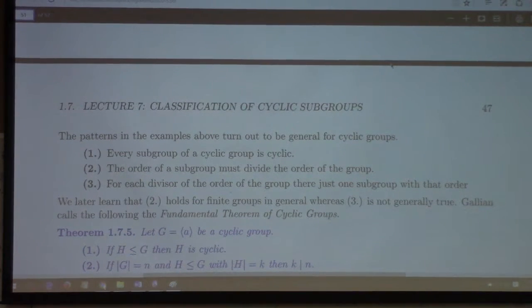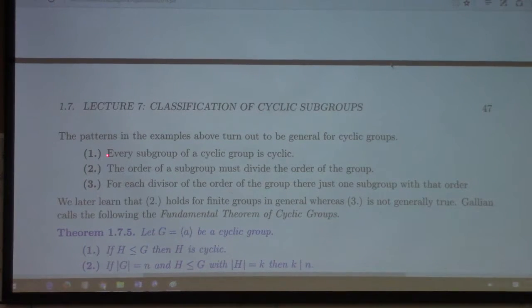So let's summarize the patterns we've seen. Every subgroup of a cyclic group is cyclic. That's everywhere. You maybe have not even noticed it, but that's the case. Also, the order of a subgroup must divide the order of the group. This is true for cyclic groups. It also happens to be true in general for finite groups. We'll prove that after test 1, okay?